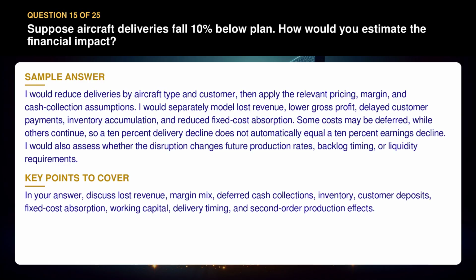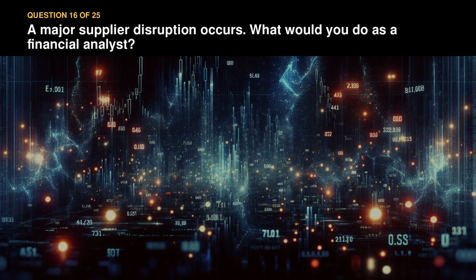In your answer, discuss lost revenue, margin mix, deferred cash collections, inventory, customer deposits, fixed cost absorption, working capital, delivery timing, and second-order production effects. Question 16. A major supplier disruption occurs. What would you do as a financial analyst?